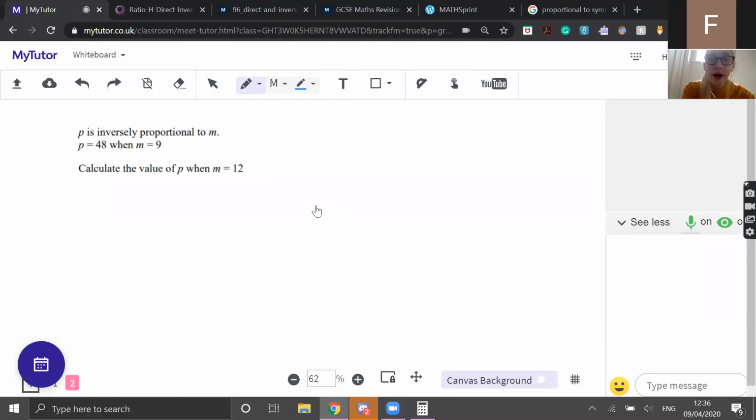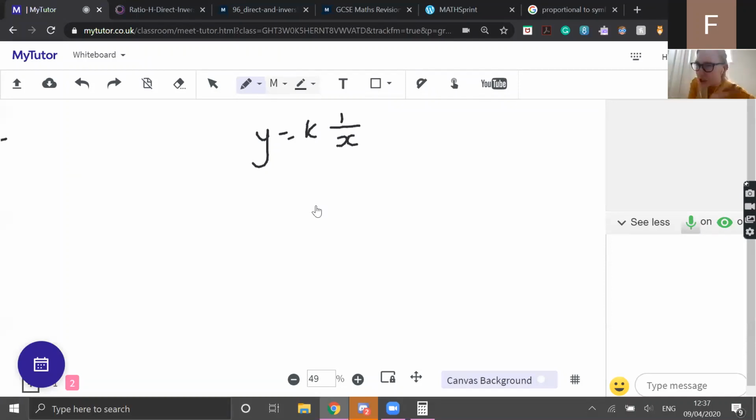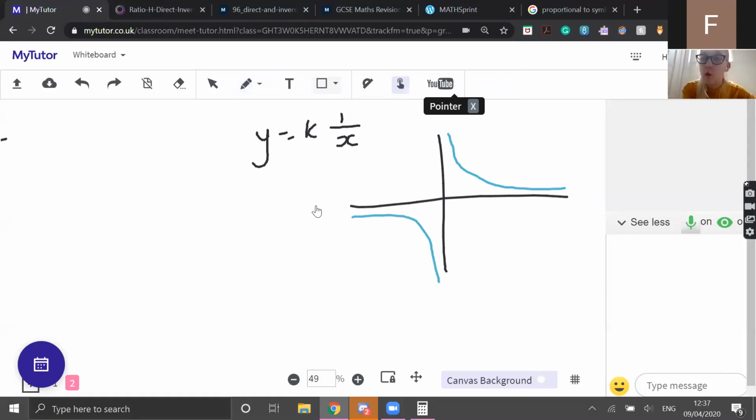So P being inversely proportional means that P is proportional to 1 over M. So basically, as M is increasing, P is decreasing. And the graph for this, I'll just go to the side to demonstrate this, because it's going to be y equals k lots of 1 over x. This is just something that you'll have to learn, and I will explain the graph actually because it's quite interesting. The graph looks like this.